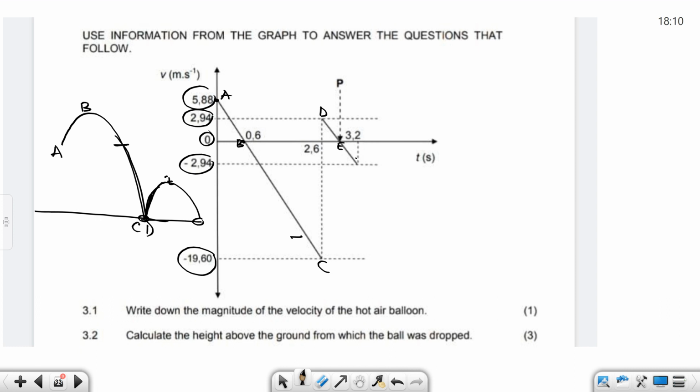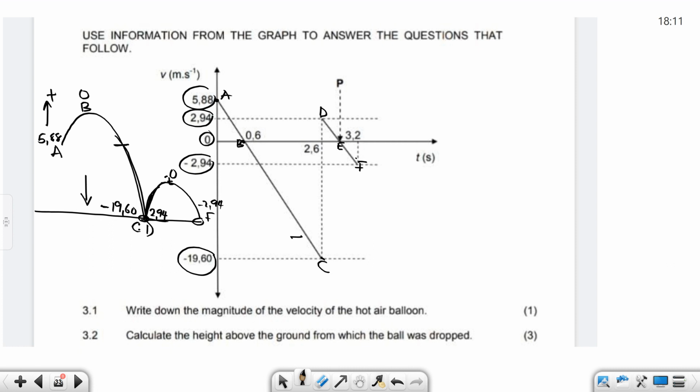All right. So what is the velocity here? 5,88. What's the velocity here? 0. What is the velocity at point C? Negative 19,60. Already you can see that downward was taken as negative. Upward is taken as positive. That is C. Now what is our D? 2,94. What is our E? 0. What is our F? Negative 2,94.